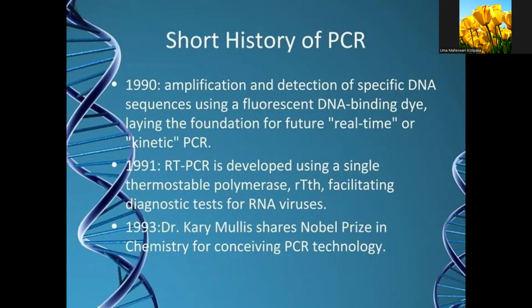In the year 1993, Dr. Carey Mullis shares the Nobel Prize in Chemistry for conceiving PCR technology. So, in honor of Dr. Carey Mullis, he was honored with the Nobel Prize in the year 1993 for his inventions in biotechnology. By introducing the PCR technology, he was honored with the Nobel Prize.